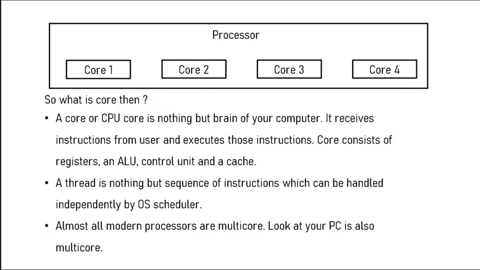A core, or a CPU core, is nothing but the brain of your computer. It receives instructions from the user and executes those instructions. A core consists of registers, an ALU, a control unit, and a cache. So what is a thread then? A thread is nothing but a sequence of instructions which can be handled independently by your OS scheduler. Almost all modern processors are multi-core processors now. Look at your PC, it is also a multi-core processor.